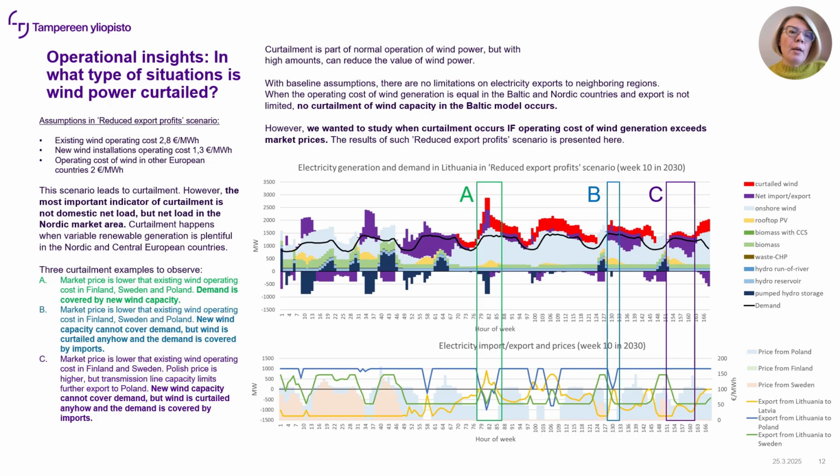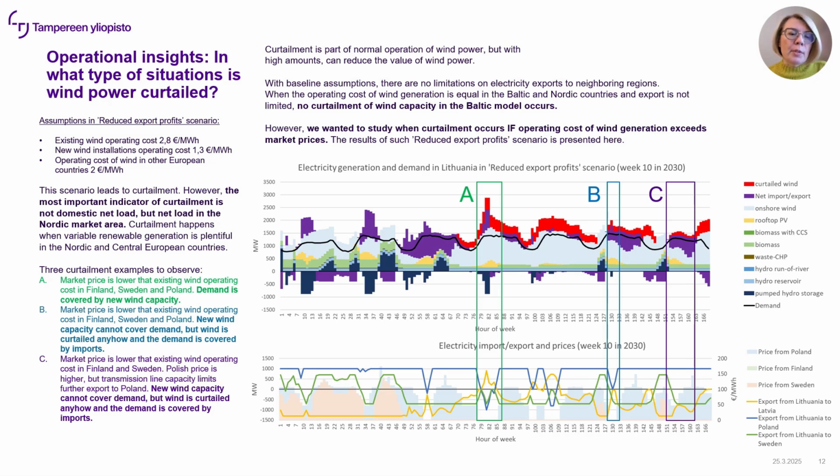Example A. Market price is lower than existing wind operating cost in Finland, Sweden and Poland. Demand is covered by new wind capacity. Example B. Market price is lower than existing wind operating costs in Finland, Sweden and Poland. New wind capacity cannot cover demand, but wind is curtailed anyhow and the demand is covered by imports.